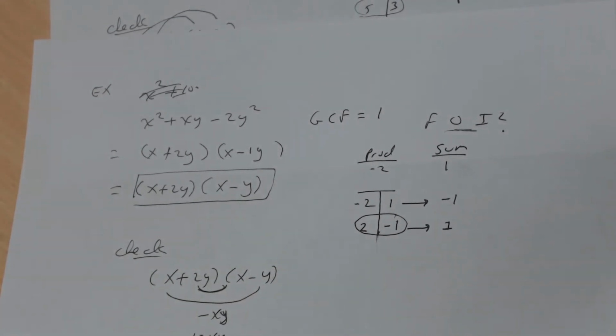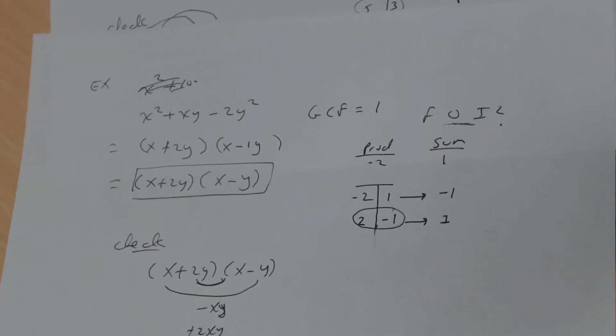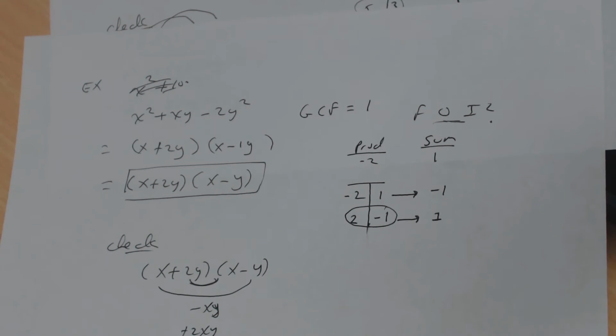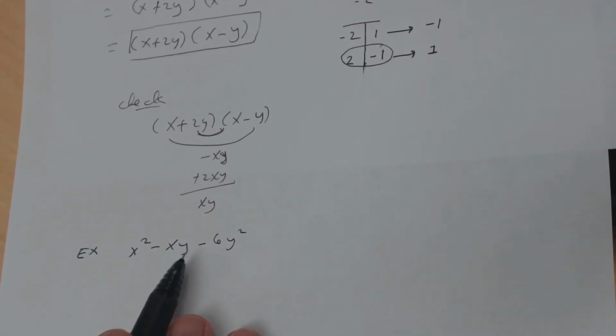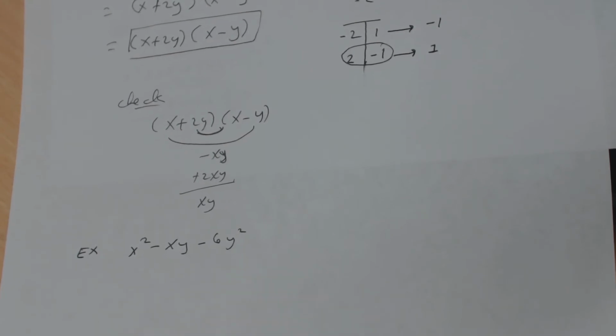Okay, so let's do one more example where we have two variables. All right, let's look at this example. Suppose I had x squared minus xy minus 6y squared. So x squared minus xy minus 6y squared.